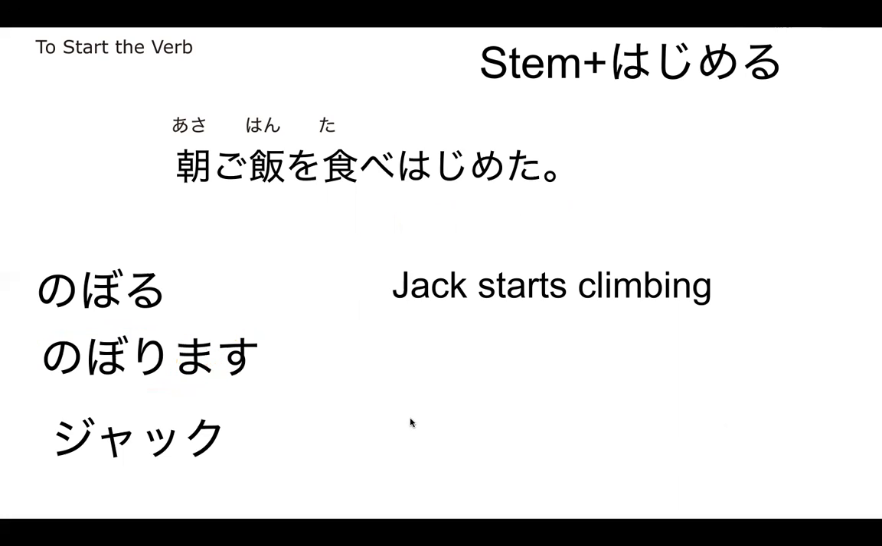So knowing that, how would you say Jack starts climbing? Jack wa noborimasu hajimeru. So you made a little mistake. Oh, right. I'm not supposed to put masu. Yes, masu is supposed to be deleted. So what does it turn into? Jack wa nobori hajimeru. There's only one wa, which goes to Jack wa. So Jack wa nobori hajimeru. Jack begins to climb.